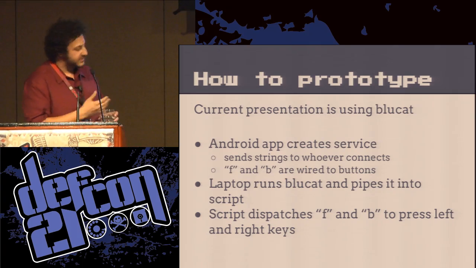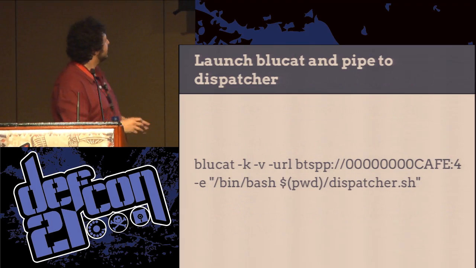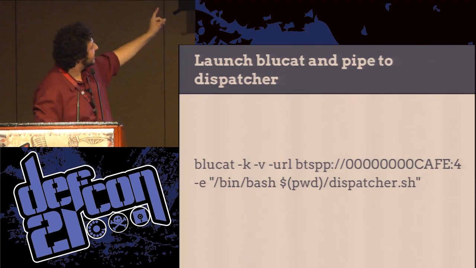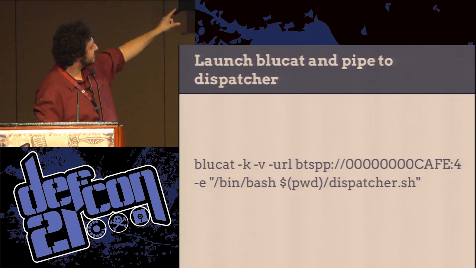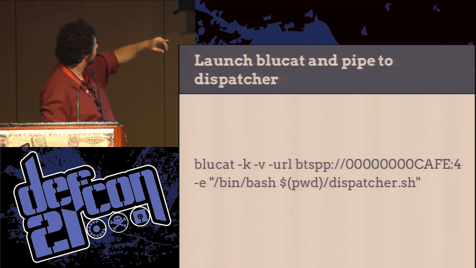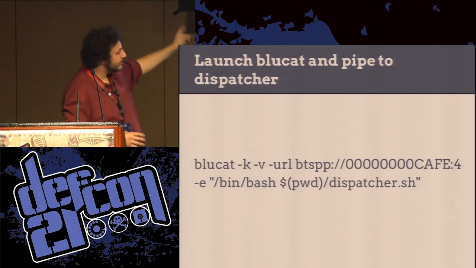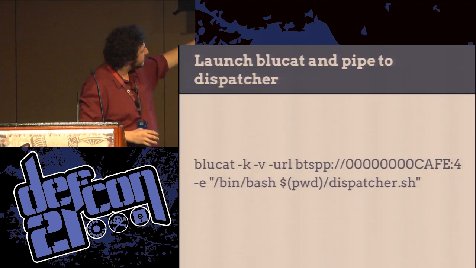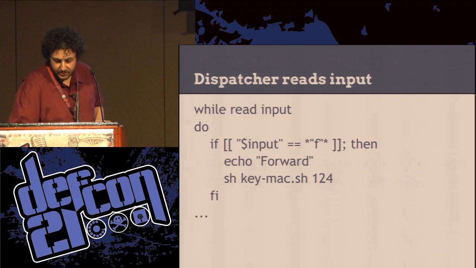So that's the basis of it. We can go over how this works. It's like a few lines. We launch Blucat with keep alive and verbose to connect to this URL, which is my phone on channel 4, and then when we receive a connection, we just throw it to dispatcher.sh, which simply looks like this, right?